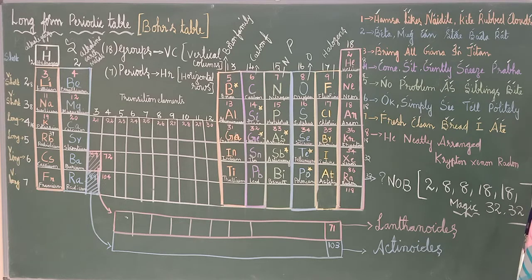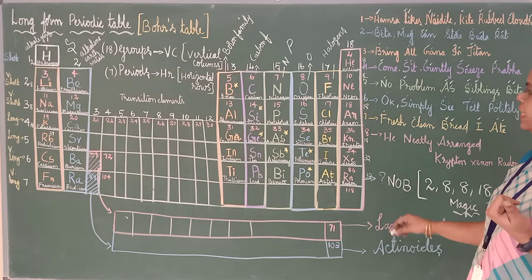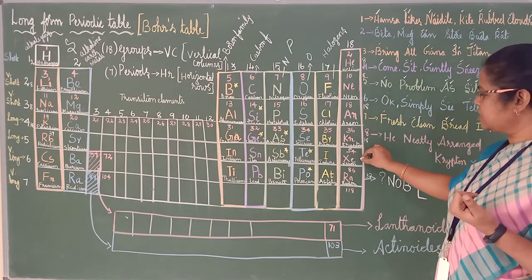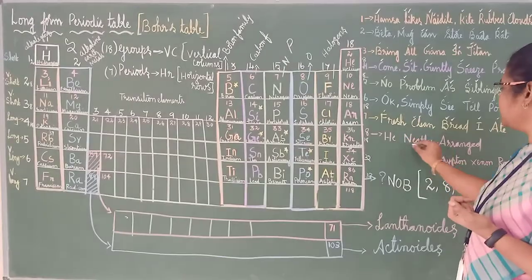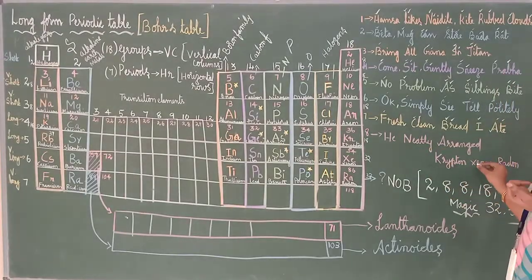versatile. Okay. The next one is, what I said, noble gases. Noble gases we have already studied: helium, neon, argon, krypton, xenon, radon. Right? We will explain it with the help of a mnemonic.